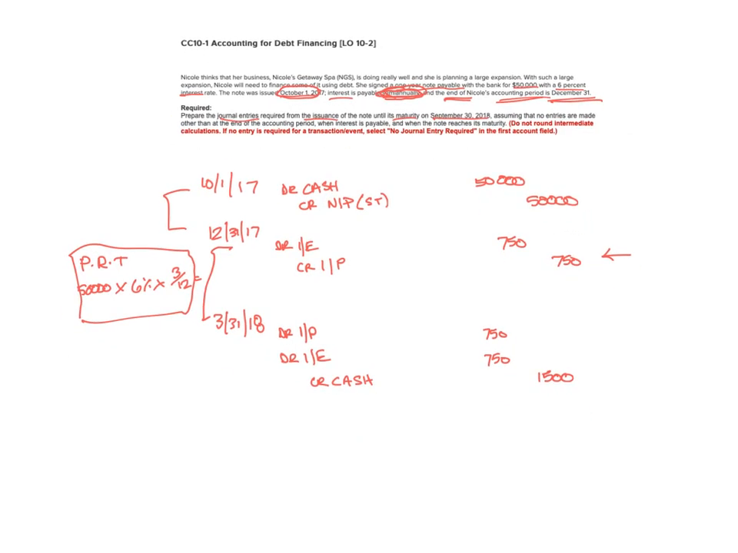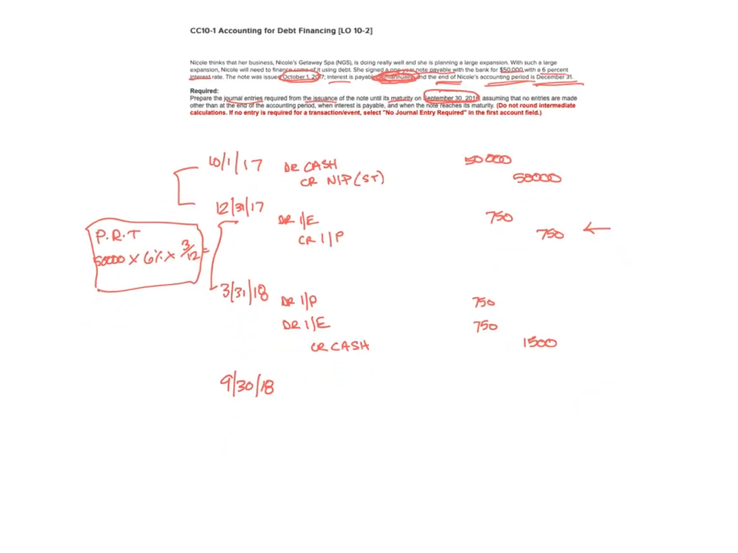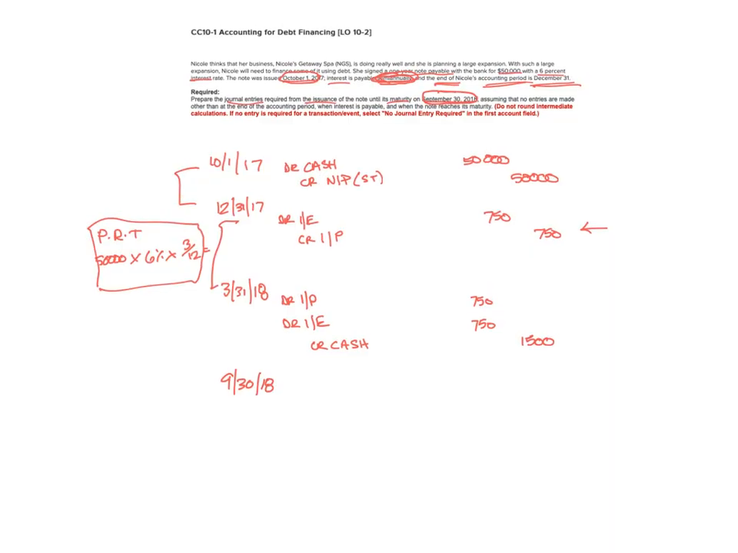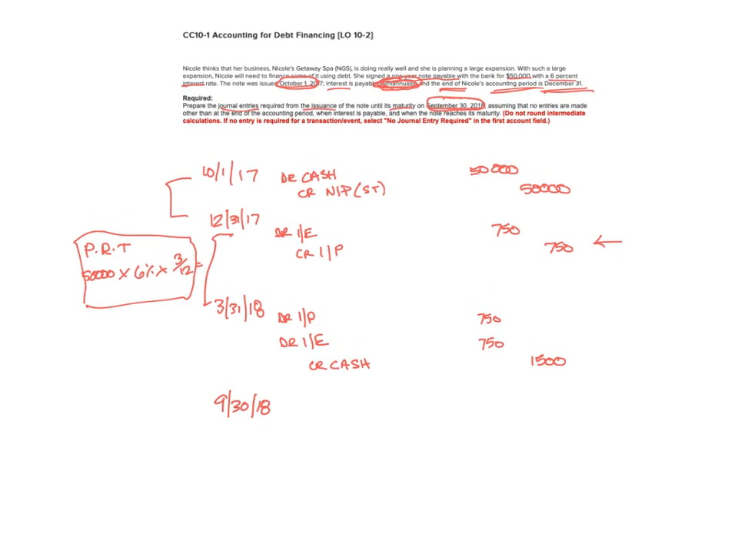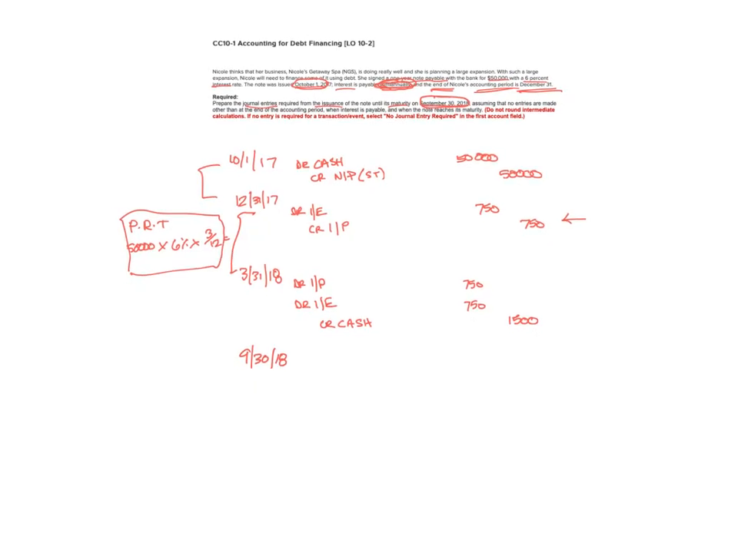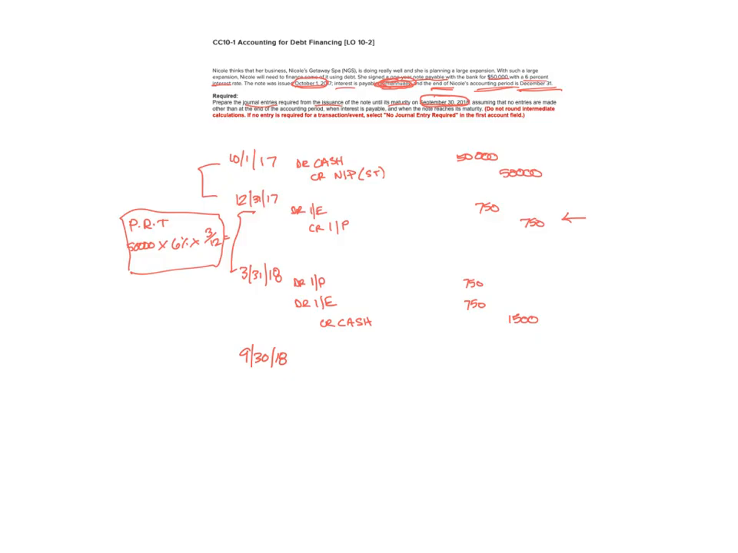Our next journal entry that'll take place is going to be on September 30th. So that's 9/30/18. And this is when the note matures, right? So the note completely matures at this point. So we can record this in 2 separate entries, or we could combine it. I'm going to show it in 2 separate entries to sort of highlight the 2 components of the transaction that's really going on, and that'll correspond with what your book does as well.